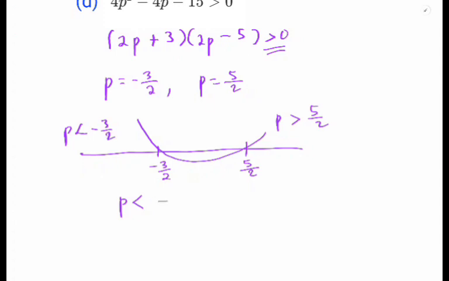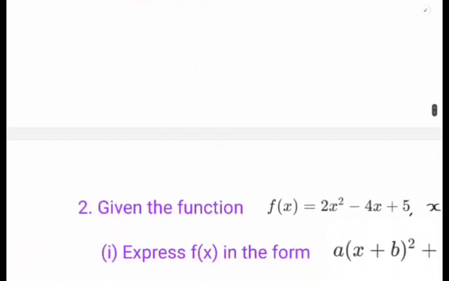So here P is less than negative 3 over 2, or P is bigger than 5 over 2. So this one you have to write separately, because the answer is this side and the answer is this side. Right? So we go to the next question.